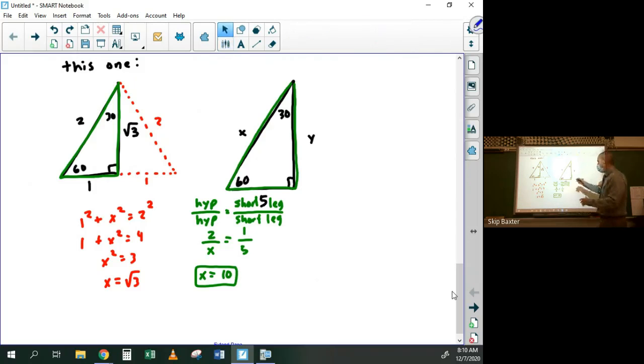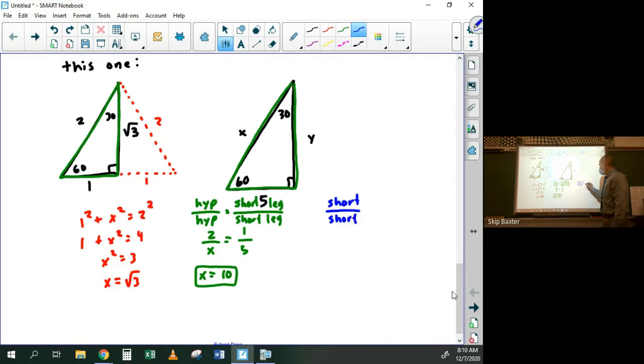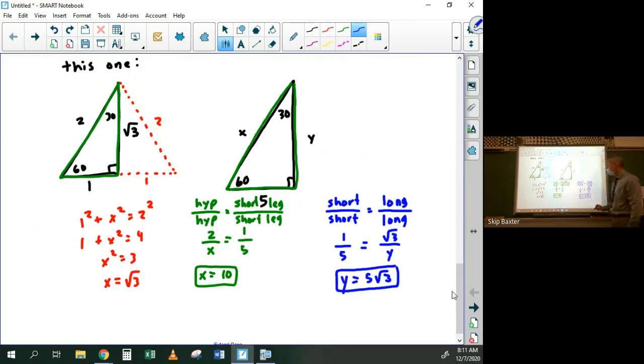Okay, and then I could set up a proportion to find y as well. I could say short leg over short leg equals long leg over long leg to find y. So in this case, it would be 1 is to 5 as radical 3 is to y. And then just cross multiply that, y equals 5 radical 3. Does that make sense?